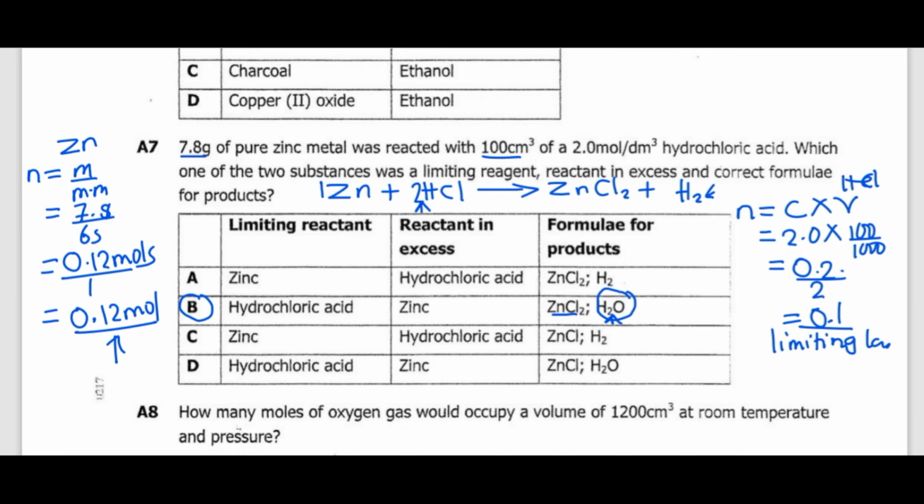So the limiting reactant is HCl, because 0.1 is less than 0.12. Then the one in excess is zinc. Zinc is in excess. So that is the key point here.